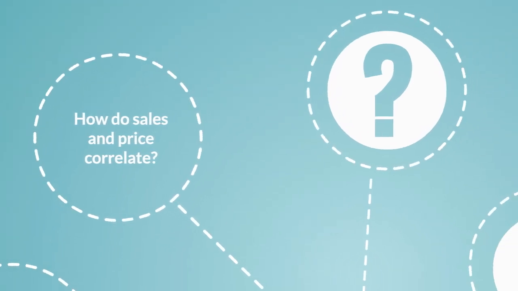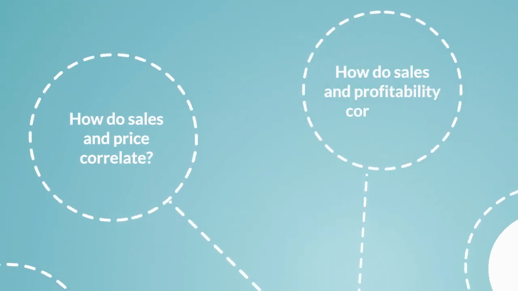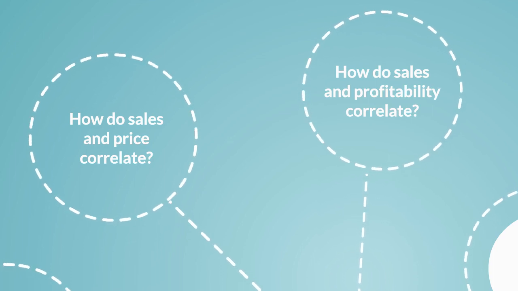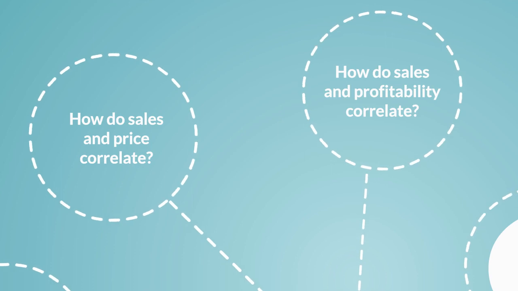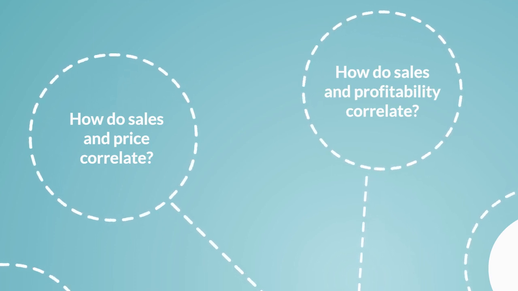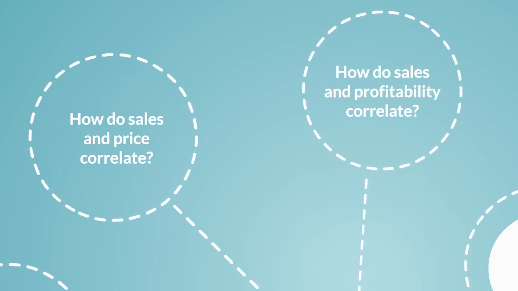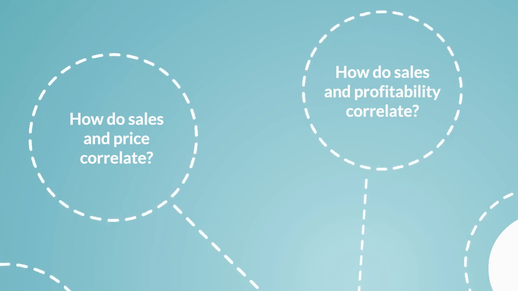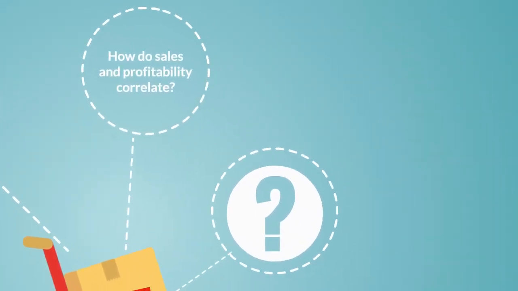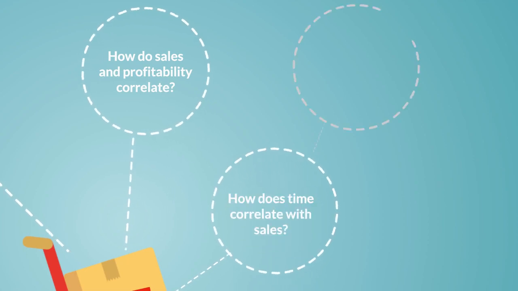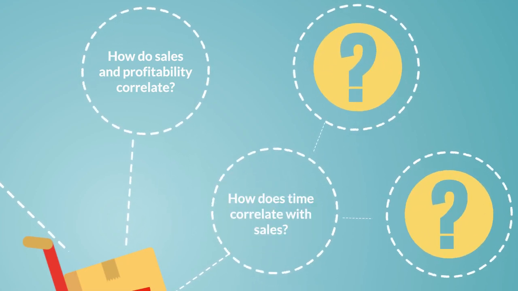The third important question is, how do sales and profitability correlate? Keep in mind, many businesses are seduced by profitless sales. If you are not making sufficient profit, you need to justify why you should keep the item. The next important factor to look into is, how does time correlate with sales? This has two main aspects.